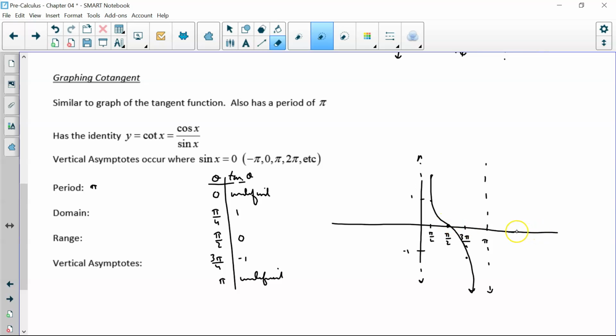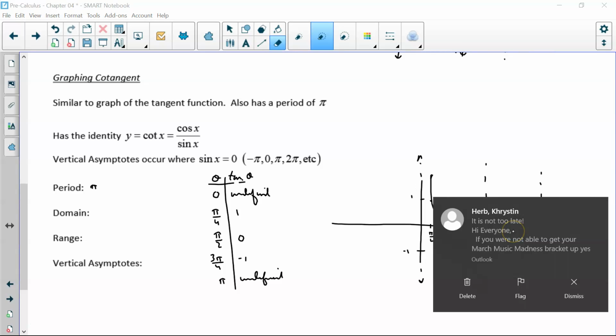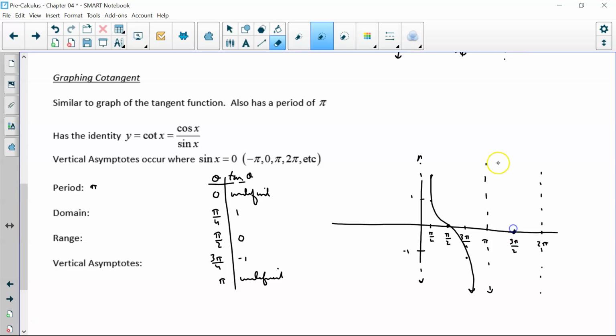Pi over 2, we just add pi to it. We're at 3 pi over 2. Pi, we add pi to that. We're at 2 pi. So we can just sketch our asymptotes, put our 0 at 3 pi over 2, and we're going to fall from left to right.